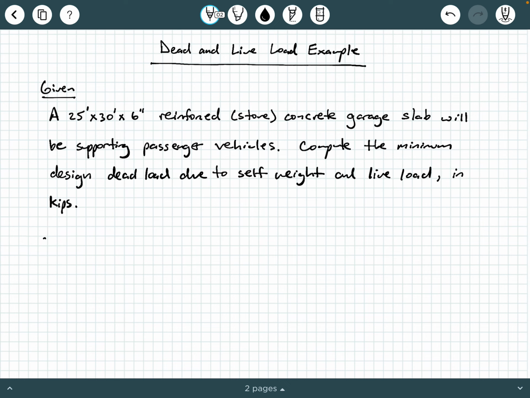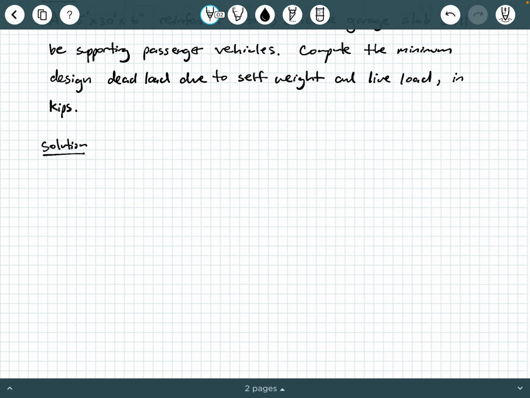So let's go ahead and write solution, and you want to write all of this down, and it may be a good idea to draw a figure. So remember, if you're ever given a problem and you're not quite sure how to visualize it, because maybe a figure is not given to you, then it's okay to draw one out. So let's go ahead and sketch out what we think this concrete slab may look like.